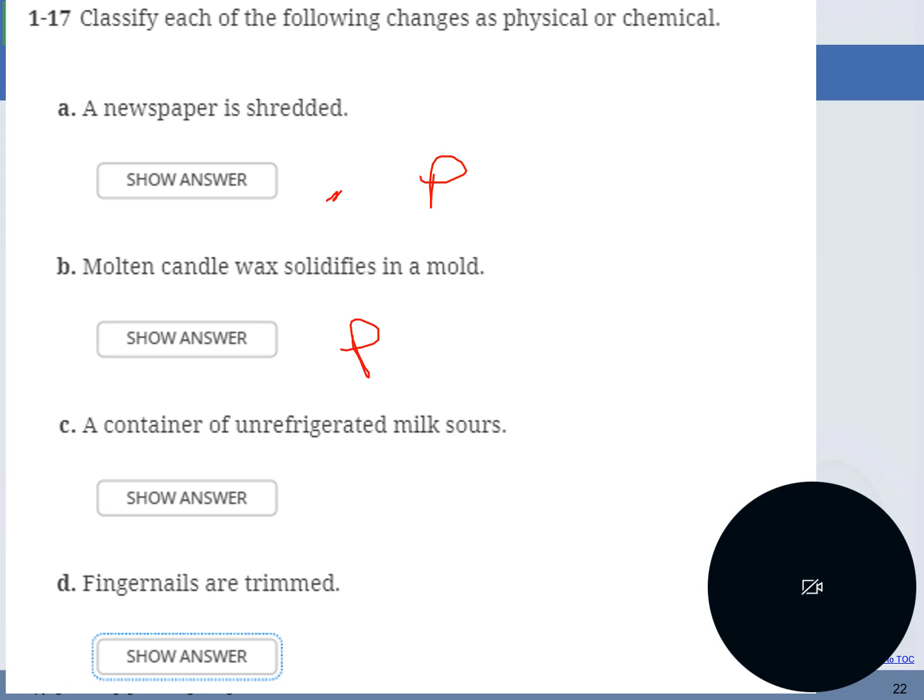Container of refrigerated milk sours. You cannot get your milk back. That's a chemical change. And maybe you don't want your milk back. Maybe you want whatever's left afterwards. And fingernails are trimmed. You still have fingernails after you cut them. No new substances were formed.